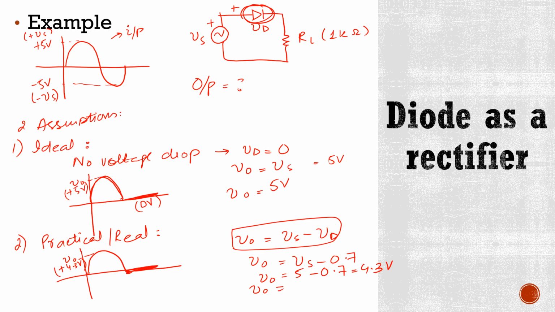In case of a germanium diode, the output voltage will be Vs minus 0.3, that is 5 minus 0.3 is equal to 4.7 volts. It means in case of a germanium diode, the magnitude of this output voltage during the positive half cycle of the input signal is 4.7 volts. So this is the effect of barrier potential on a half-wave rectifier.